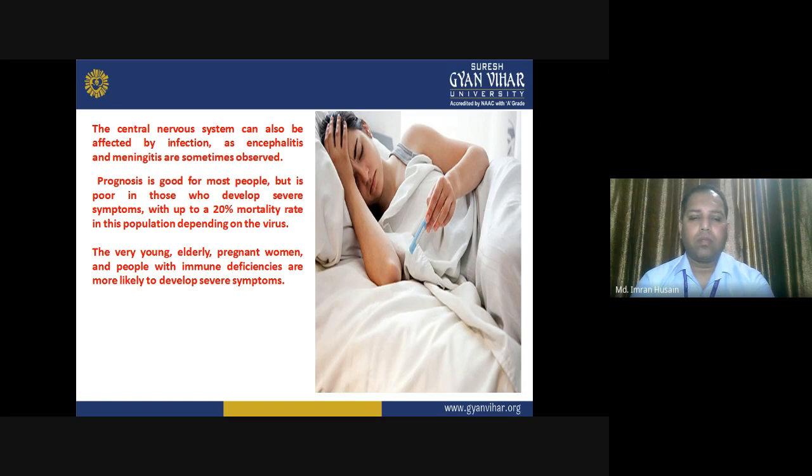The very young, elderly, pregnant women, and people with immune deficiency are more likely to develop severe symptoms. So, this virus specifically targets the portion of the human population that is immunocompromised. It is very likely that these people can develop a very severe condition if they get infected by arbovirus.